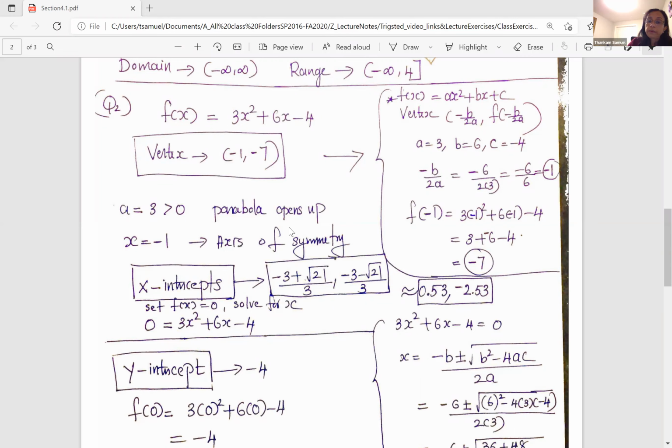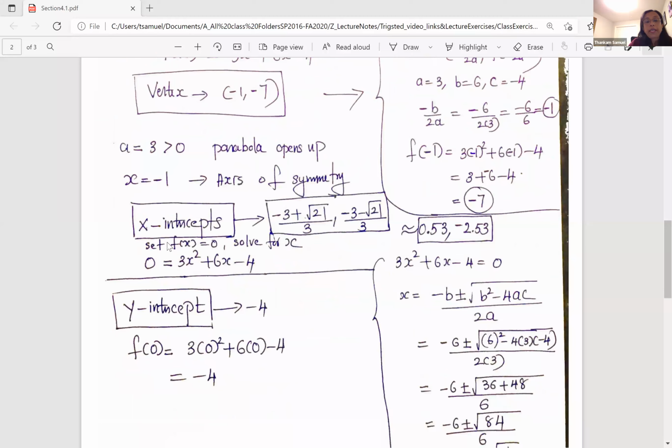So the axis of symmetry is a line that divides the graph into two symmetrical halves. Whenever you write the axis of symmetry, you need to write it in terms of an equation. So x equals -1. Okay.